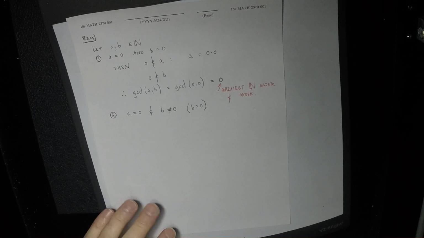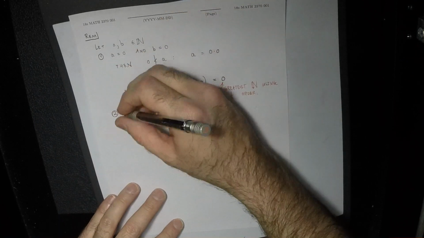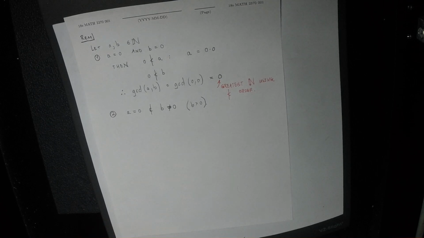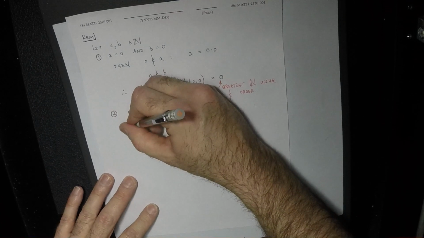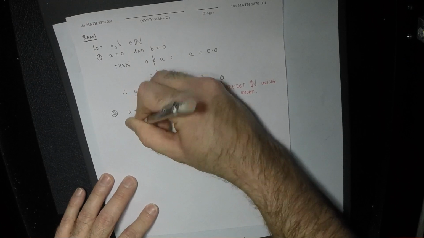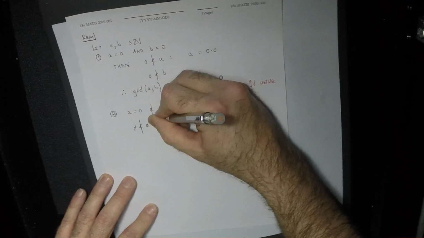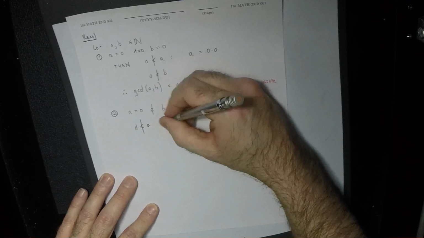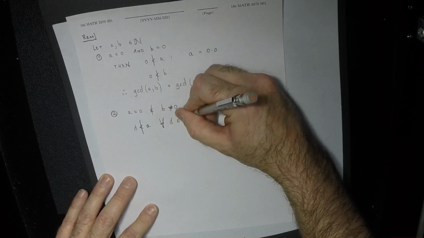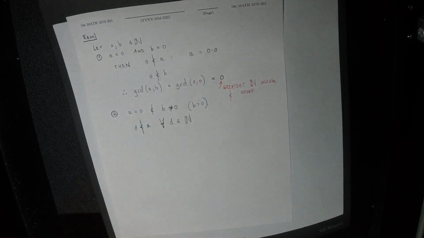So notice that because of the things we've talked about, the division order before, D divides A for all D in the naturals. Everything divides 0.